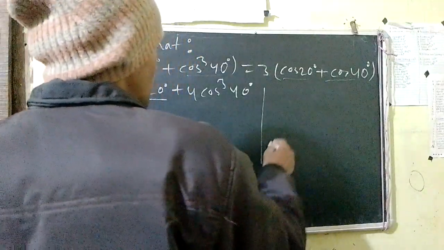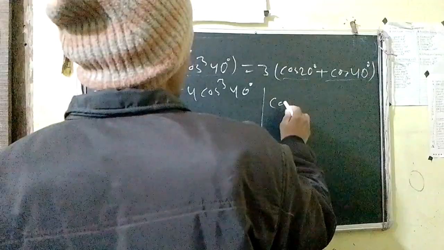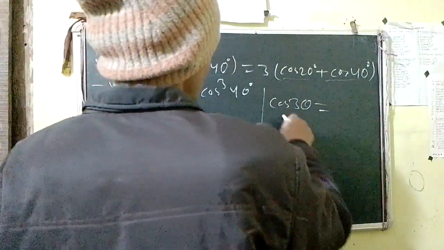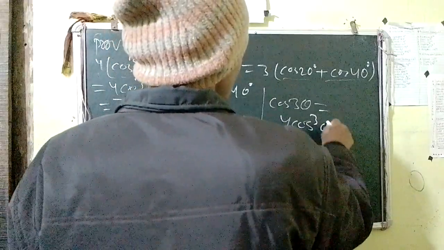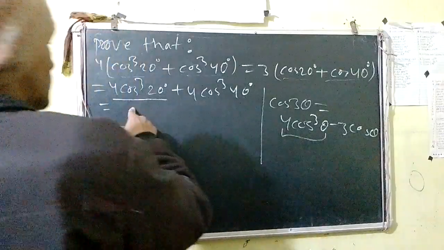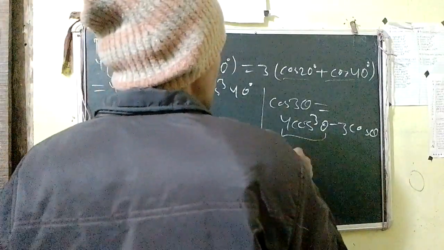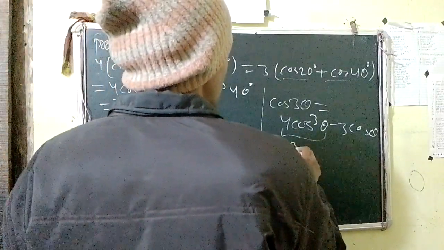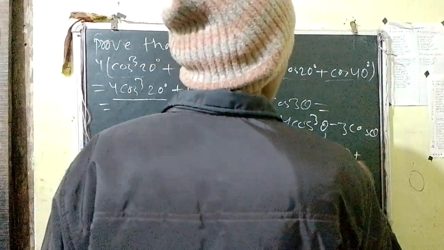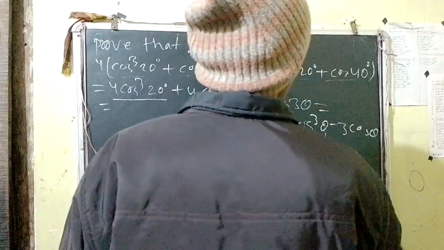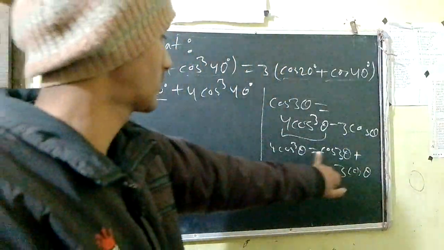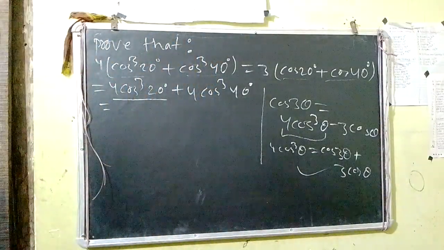So use the formula of cosine 3 theta, because the formula of cosine 3 theta is 4 cosine cubed theta minus 3 cosine theta. So you have 4 cosine cubed theta right here. It means 4 cosine cubed theta is equal to cosine 3 theta plus 3 cosine theta. So I want you to use this fact, that 4 cosine cubed theta is equal to cosine 3 theta plus 3 cosine theta.